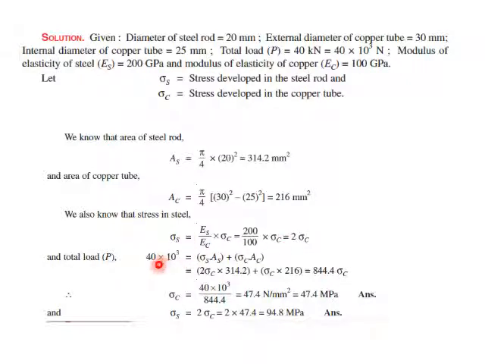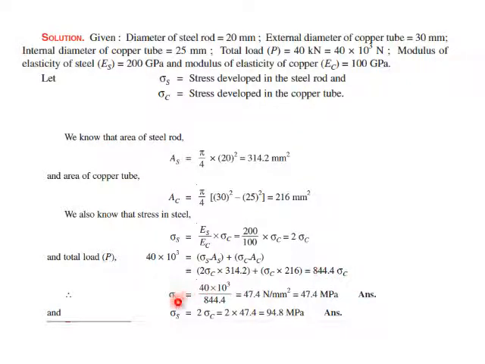Next, use the last equation, P is equal to PS plus PC. Okay, so steel plus copper tube. Okay, so 40 into 10 raised to 3 is sigma S into AS plus sigma C into AC. Okay, so observe carefully, sigma S is 2 into sigma C, which we have already derived. So back substitute this 2 sigma C into 3114.2 plus as it is sigma C into AC area. So you will get it as 844.4 sigma C.